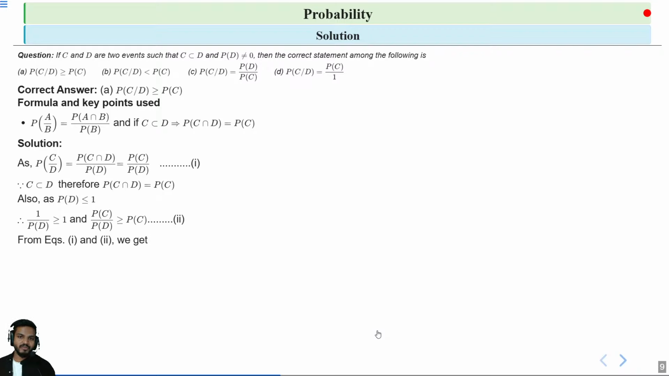So when we use equation 1 and equation 2: the first equation is probability of C given D is equal to probability of C by probability of D, and second, probability of C by probability of D is greater than or equal to probability of C. So when we use both equations, we get probability of C given D is greater than or equal to probability of C. So correct option is option A. Good.